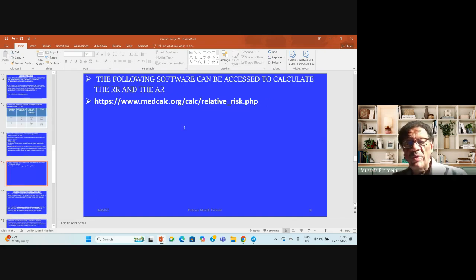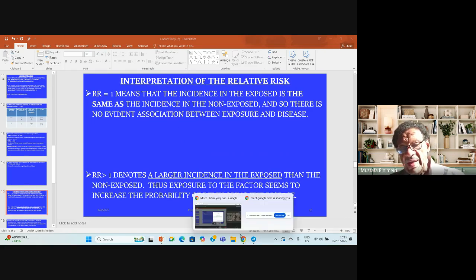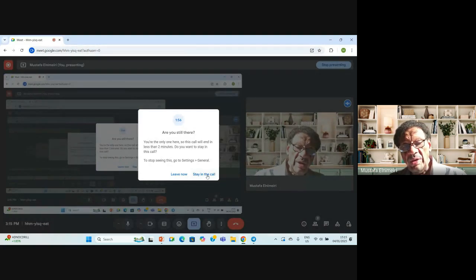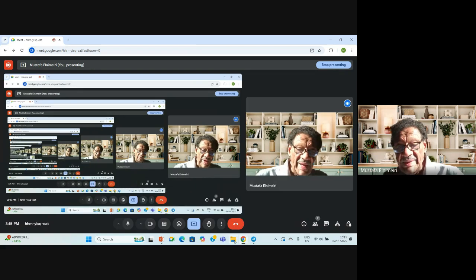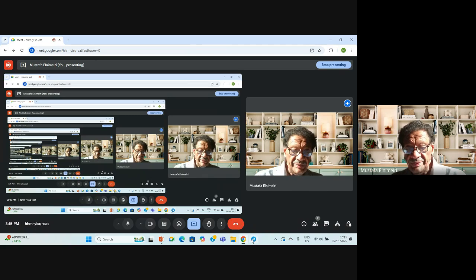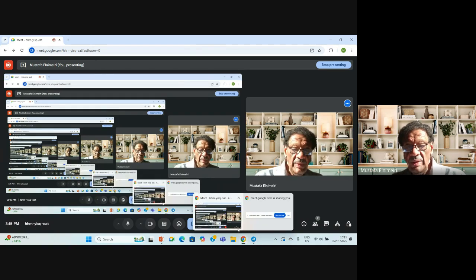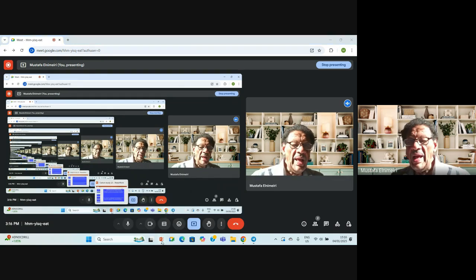We can also use software to calculate the relative risk and the other statistical tests, such as attributable risk. This is available on this website. Interpretation of the relative risk is also important. In the discussion you have to go for the interpretation of the results that you have calculated.